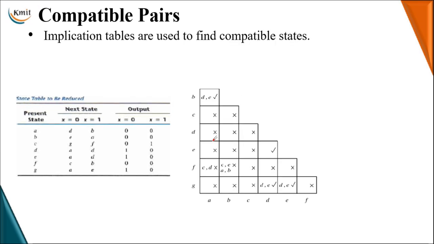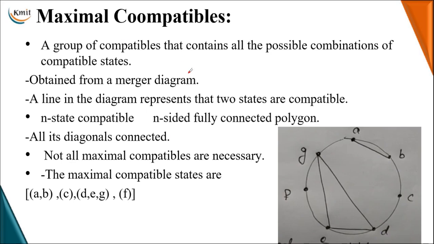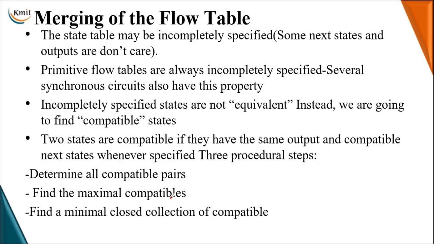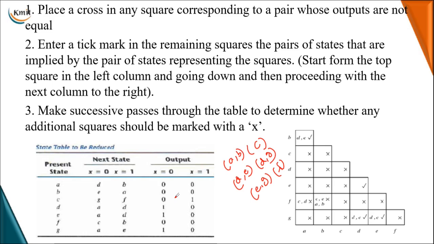Now let me move to the compatible pairs. All the compatible pairs, 4 pairs, we have. Using these 4 pairs, we will go for the maximal compatibility check using the merger diagram. This merger diagram consists of all the states, where each point is assigned a state. Now let me check the compatibility. Our primary one is AB. So see here we have AB, C, D, E, DG, and EG as well as F.